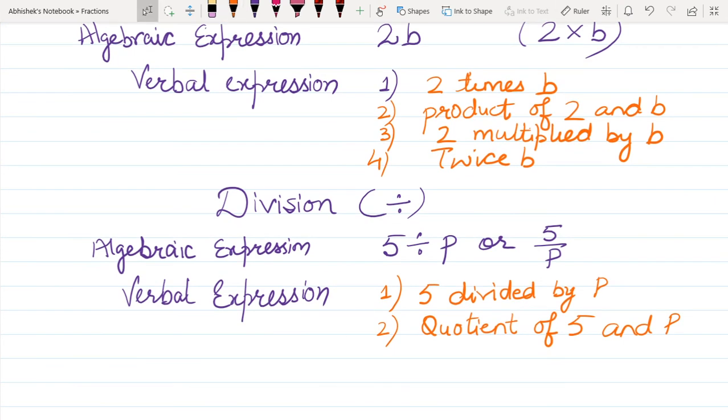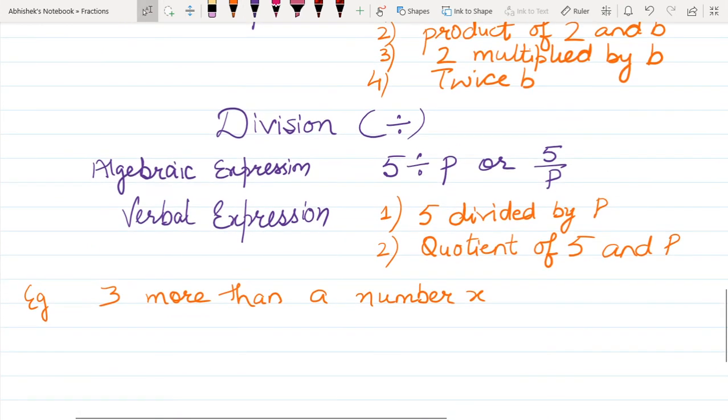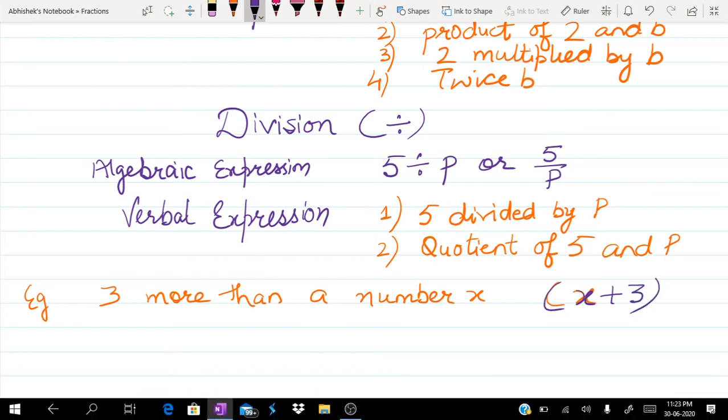So let's practice from your book, from your exercise. First is 3 more than a number x. So what will be its verbal expression? Its algebraic expression is x plus 3.